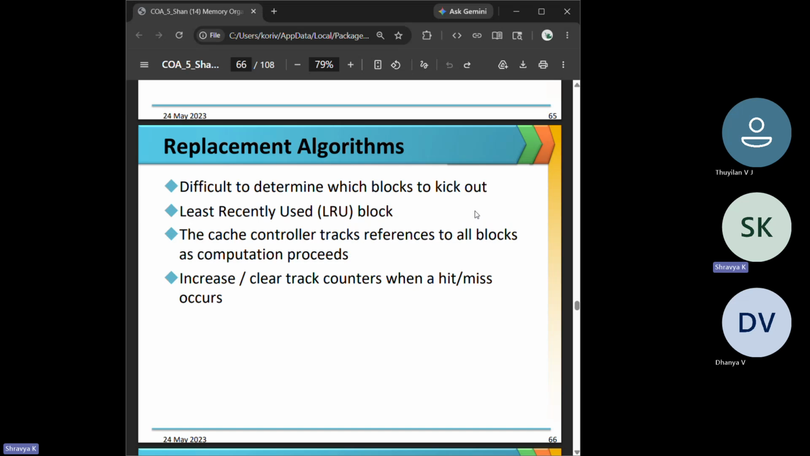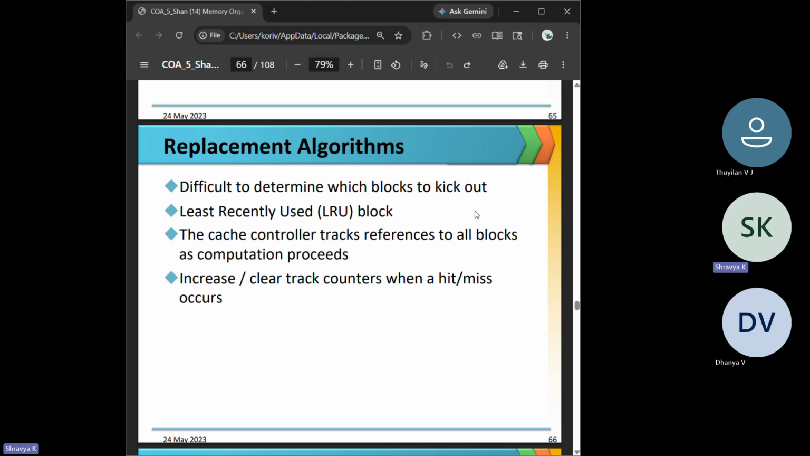So you know that if a particular block is not found, or if there's a cache miss, you have to kick out that exact block which is taking the place of the block that you're trying to find, right?